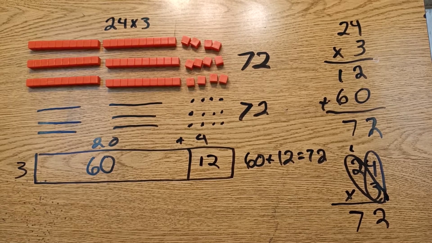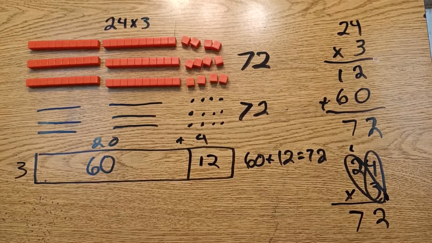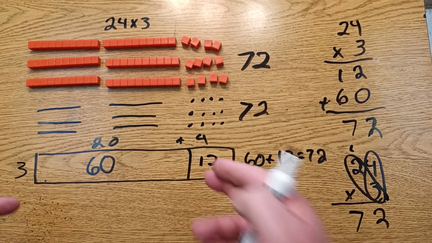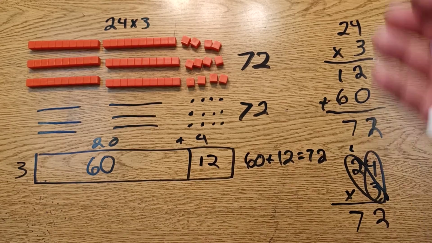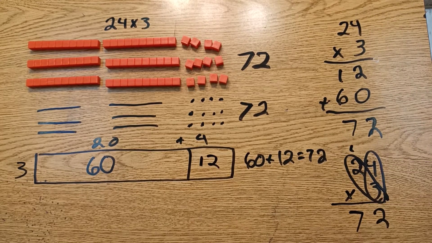These are just a few different ways that you can do two-digit by one-digit multiplication. We have the concrete way, pictorial way, area model way, partial product, and the standard algorithm for doing two-digit by one-digit multiplication problems.